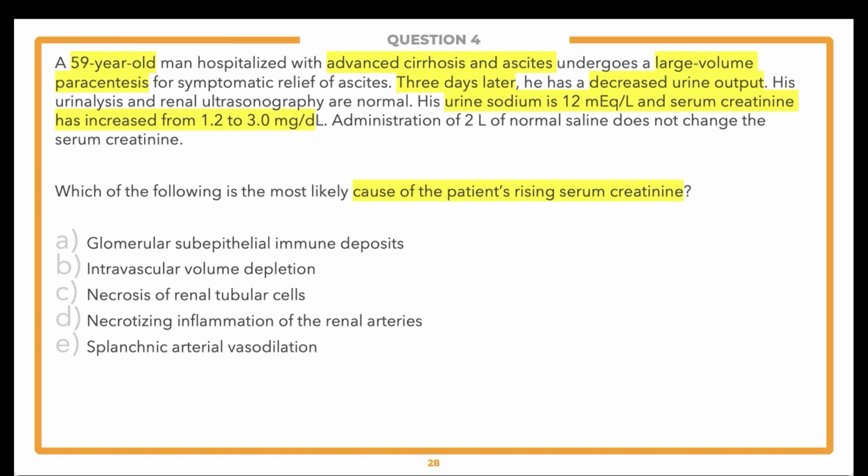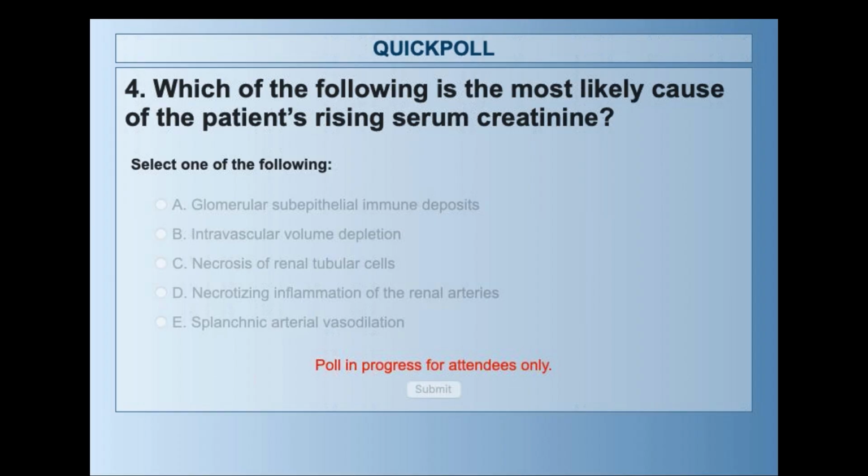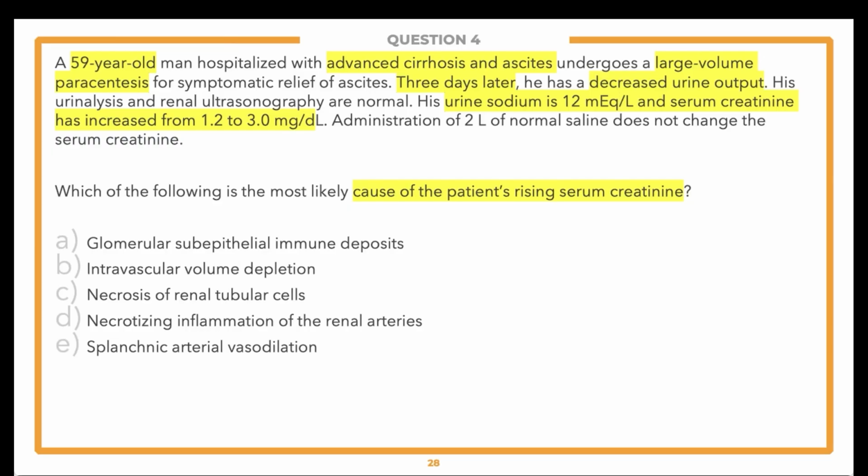Okay, everybody. So again, which of the following is the most likely cause of the patient's rising serum creatinine? Got all of your answer choices there. So let's see if we can put it all together here for the final question of the night. See if there's an answer choice that mirrors that. Okay, let's see. Over 80% of you have voted. So let's close that poll and share the results.